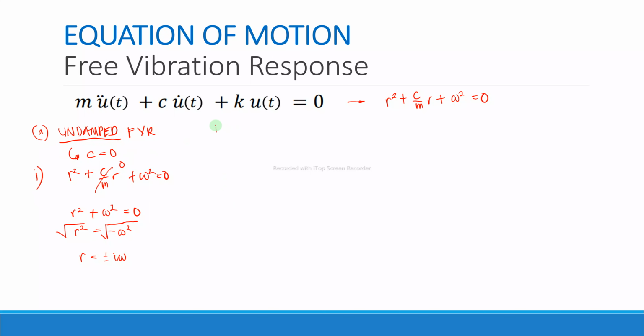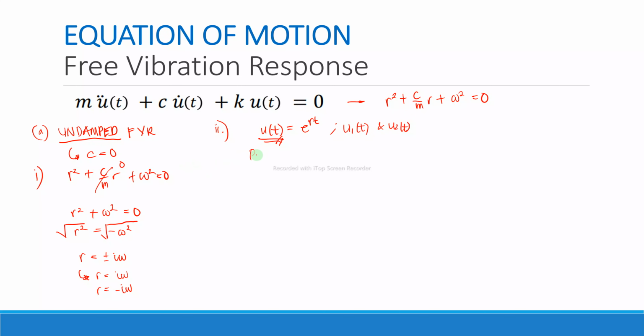So the next step is to substitute r into our general solution. For r, we have positive i omega and also negative i omega. So if the general solution is e to the rt, then we have two general solutions, u1 of t and u2 of t.